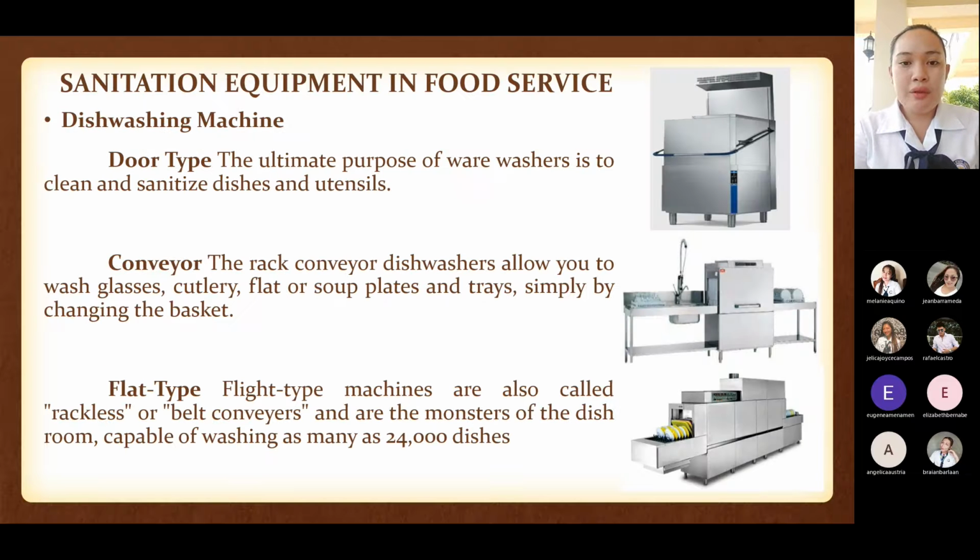For sanitation equipment in food service, dishwashing machine. Dishwashing machines sanitize in one of two ways: by using hot water or a chemical sanitizing solution for machines that use hot water. For conveyor, the rack conveyor dishwasher allows you to wash glasses, cutlery, flat or soup plates, and trays simply by changing the basket.